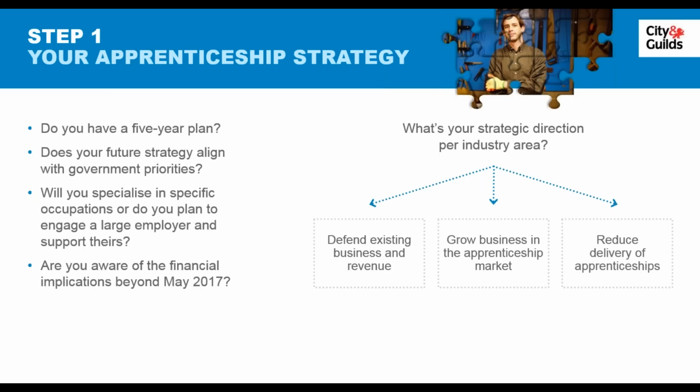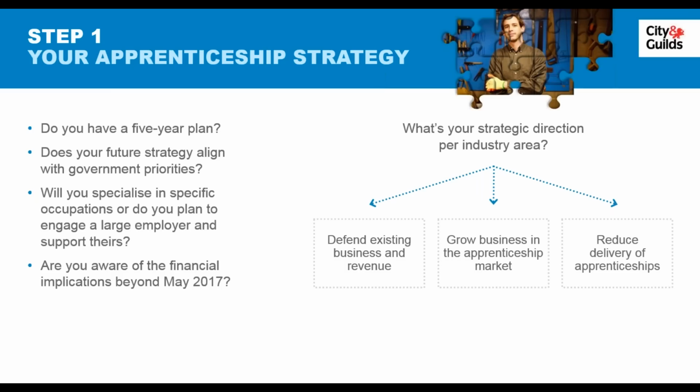I think the other thing as well, I said this before, is does your finance director understand some of the financial implications from May onwards? And we're going to look at some of those funding scenarios shortly. I think one of the key things, once you've done those funding scenarios, is defending existing business, growing your apprenticeship business in new markets, and whether or not you need to reduce certain aspects of your apprenticeship delivery just because there hasn't been demand in those particular frameworks over the last couple of years. So I think your strategy is really where it needs to start.